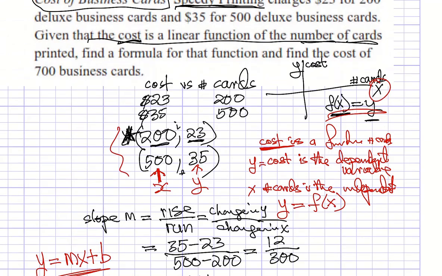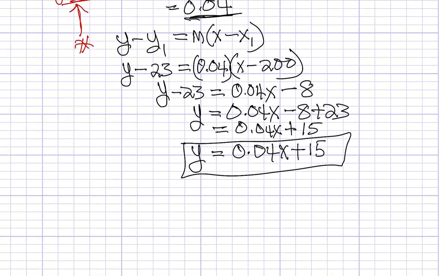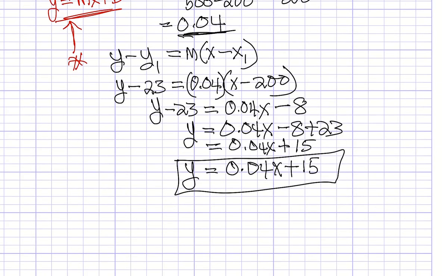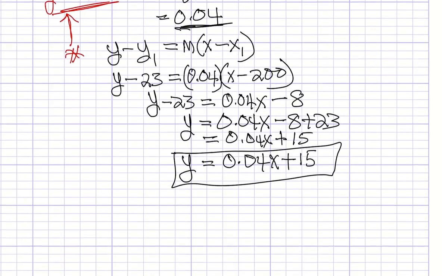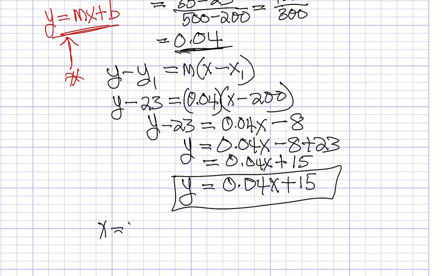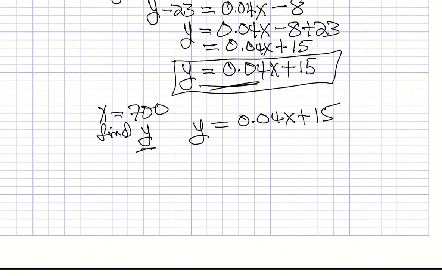That's what they want. They said, okay, find the formula of that function, and find the cost of 700. So, yeah, I don't like the way they phrase the problem. They're kind of making it confusing. So basically, once we find this, what they're saying is find the cost of 700 business cards. So that means they give you x equals 700, okay? And they want you to find y. Always understand that, find y. y is the cost. Then we use that. We'll say y equals 0.04x plus 15, okay? And then y would be 0.04 times 700 plus 15. That's all.